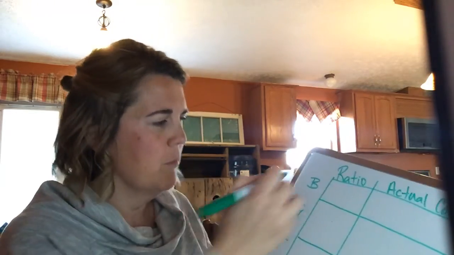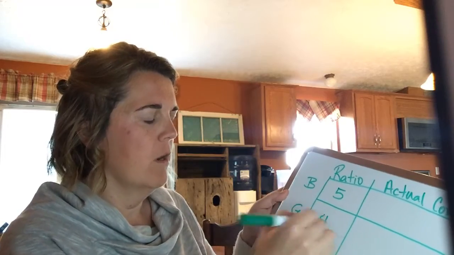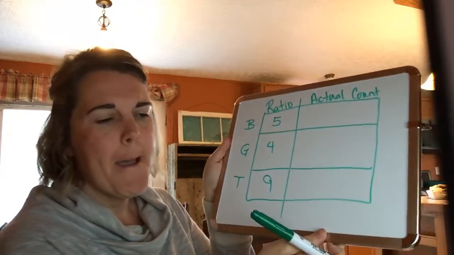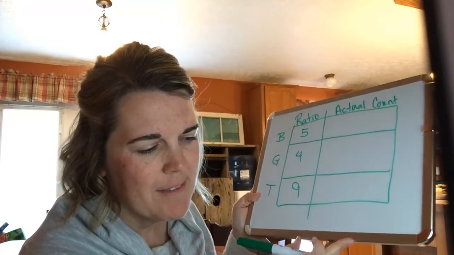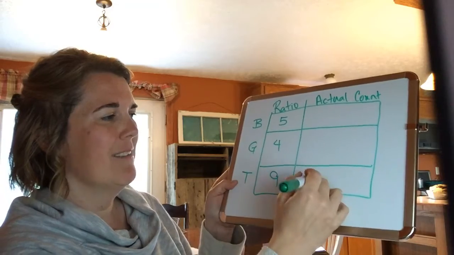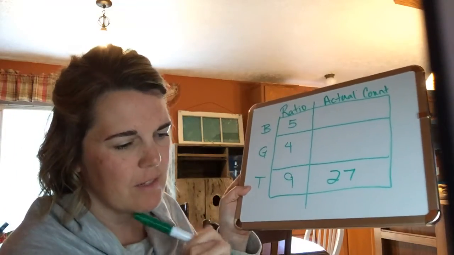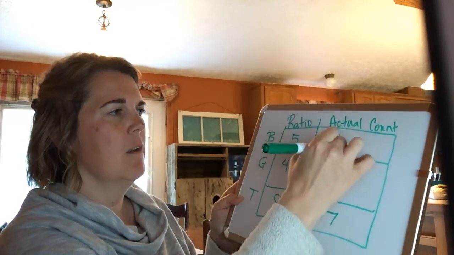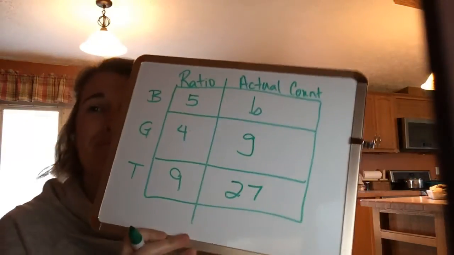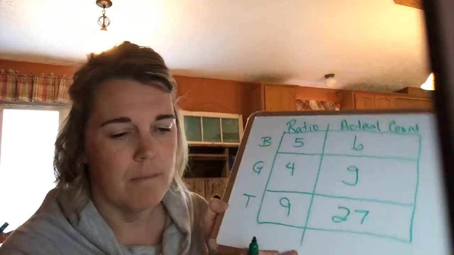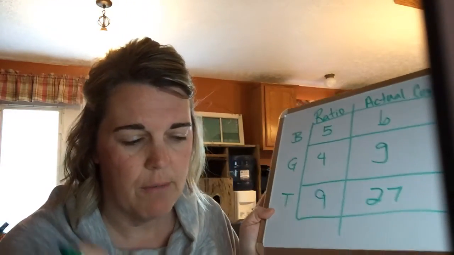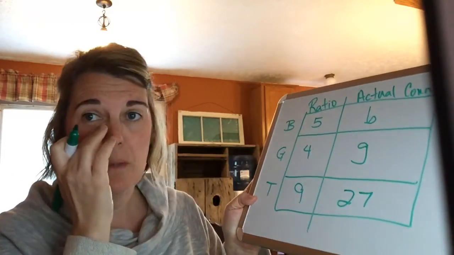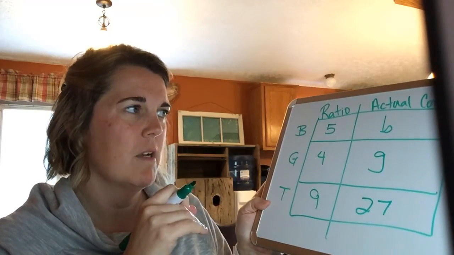So boys to girls was 5 to 4, so I add these up, that means my total is 9, okay? And then it says if there were 27 students in class, so that's the total and that's the actual count. So 27 students. It says how many girls were there. So we're going to put a G here and a B here. Okay. Now, I find this out using equal ratios. And so they want to know girls. I can find boys too, but in this instance, they want to know girls.